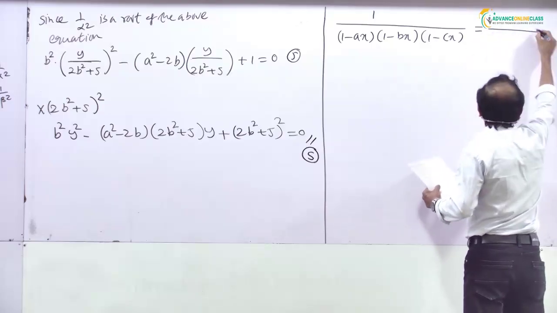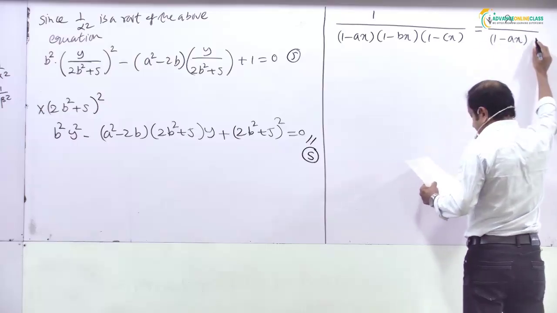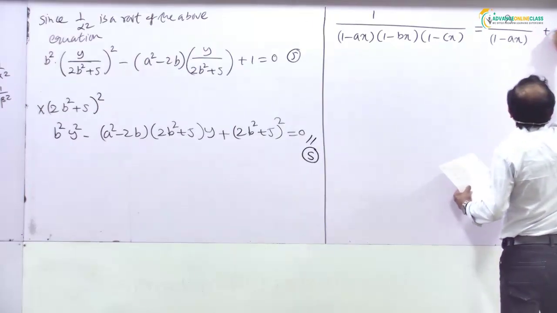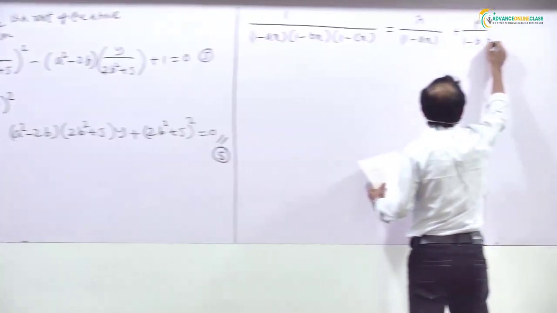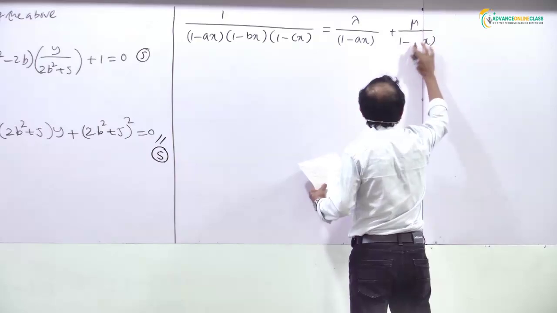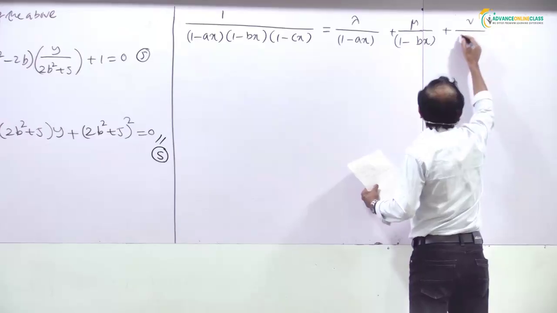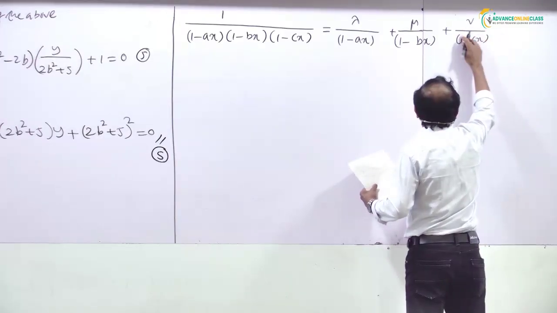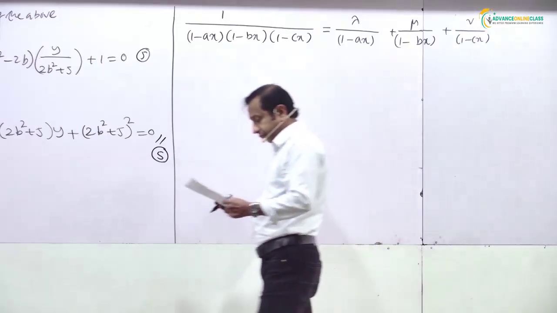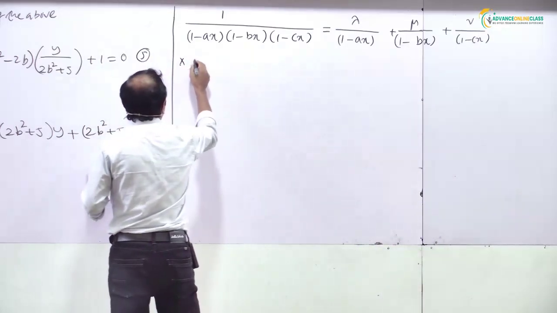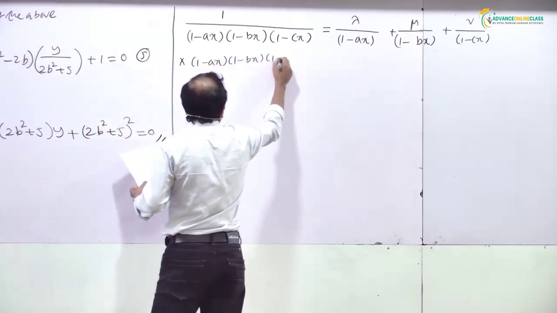So here lambda over 1 minus ax, mu over 1 minus bx, nu over 1 minus cx. Right. We multiply both sides by 1 minus ax, 1 minus bx, 1 minus cx.